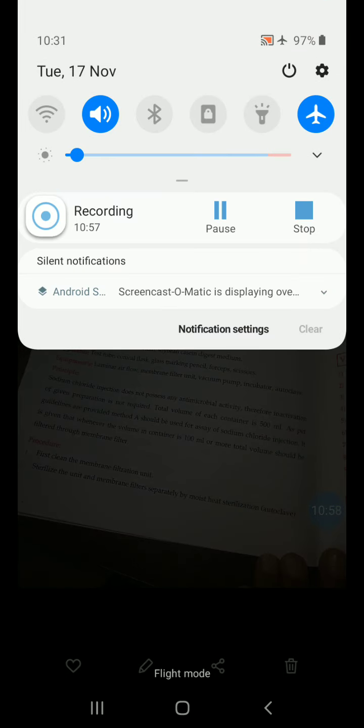Requirements of this practical: first, media, that is fluid thioglycolate medium, and second, soybean casein digest medium. Then apparatus required: test tube, conical flask, glass marking pencil, forceps and scissors. Then equipment: the laminar airflow, membrane filter unit, vacuum pump, incubator and autoclave. Then we will see the principle of this practical.